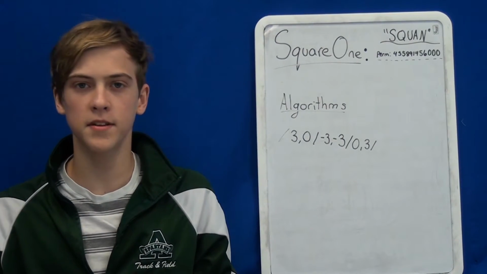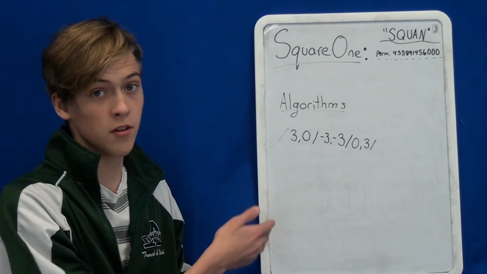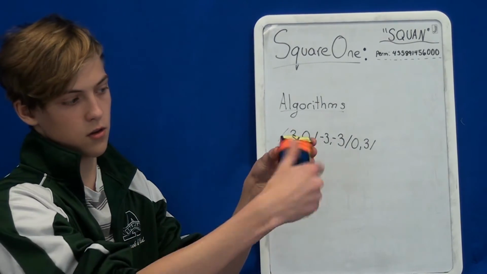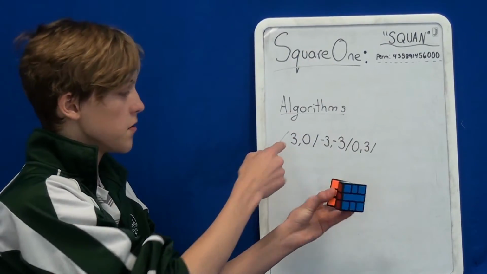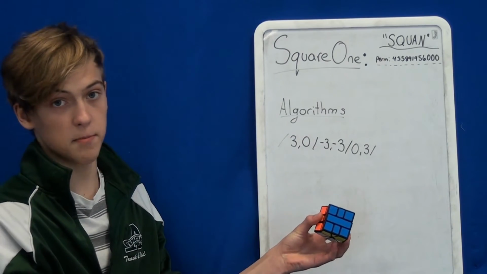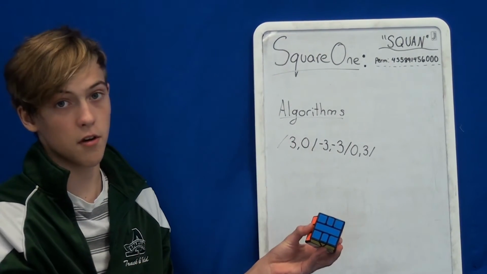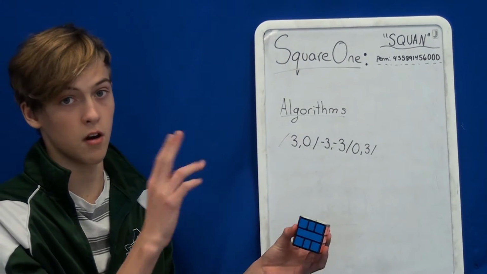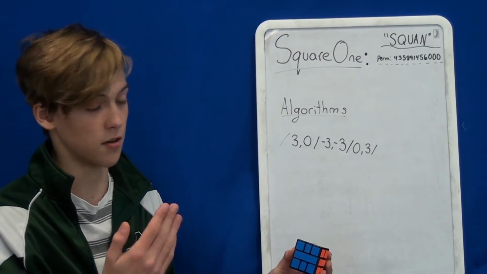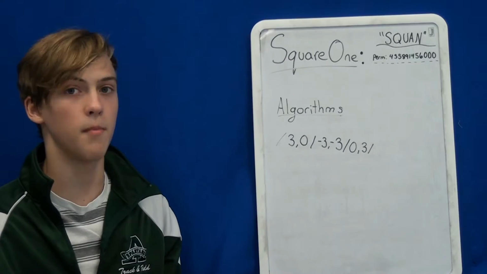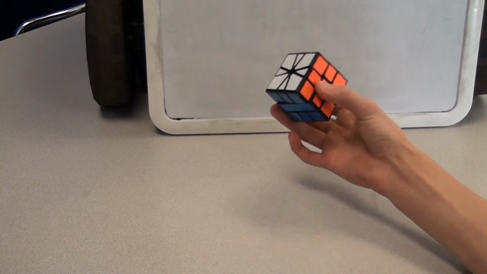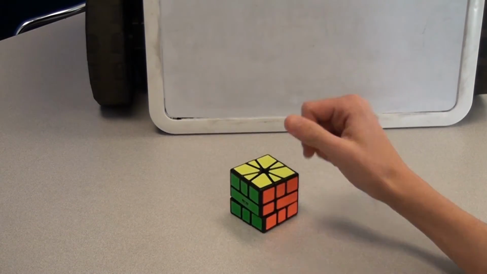Things to remember about these algorithms: the slashes are cube rotations like this. The first number represents the top layer. If it's positive, it's clockwise, negative counterclockwise. The units are 30 degrees. Large pieces are 60 degrees. Small pieces are 30. Just remember that, and you'll be fine. Alright, so now let's scramble the puzzle.